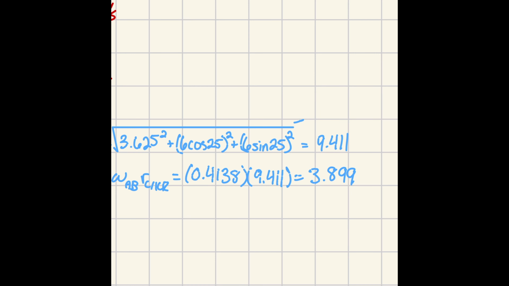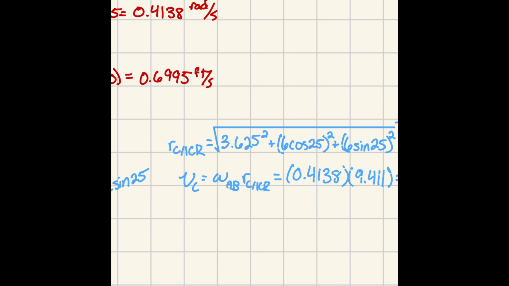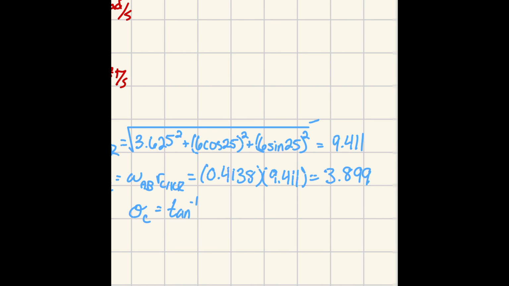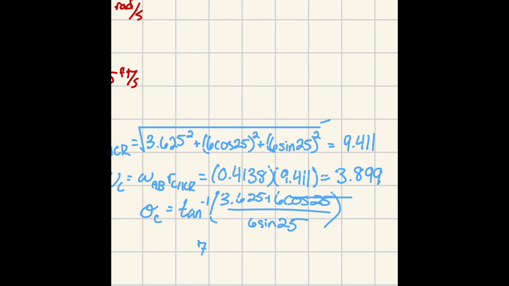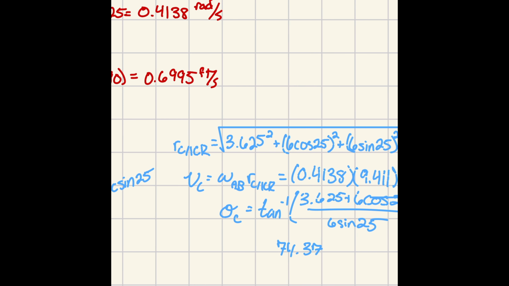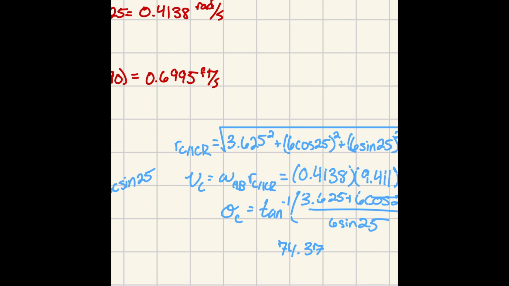And then we need to find the direction of the velocity at point C. So what we're going to do is use the x and the y and the inverse tan to find that the angle of the velocity at point C will be 74.37 degrees from, I believe, the horizontal.